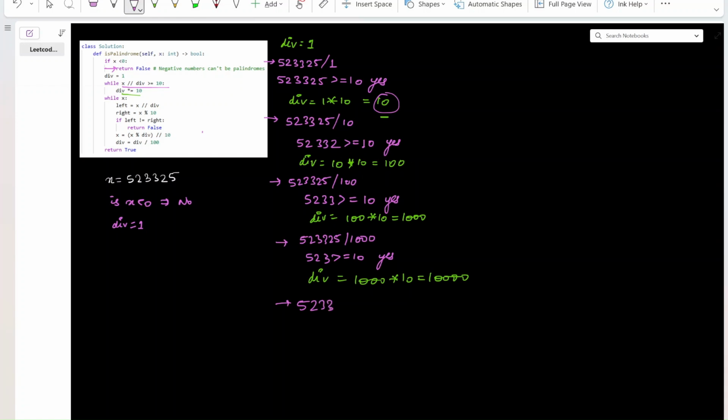Then we again check for the while loop condition. So 523325 divided by 10,000, that will be equal to 52. Is it greater than or equal to 10? Yes. Then again we need to update our div. So our div will be equal to our previous div, which was 10,000, times 10, that will be equal to 100,000.